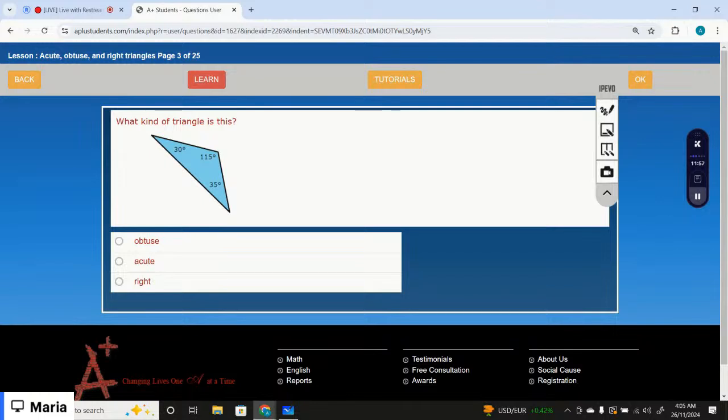So one of the angles is greater than 90 degrees, right? So if the triangle has one angle that is greater than 90 degrees, that triangle is the obtuse triangle. Option number one is the correct option. That is the obtuse triangle.